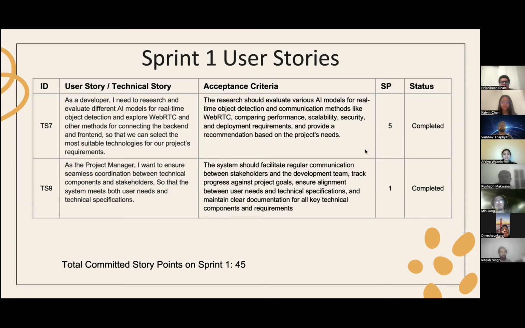Well, as the professor said, from the feedback, we improved the user stories too. So as the project manager, I want to ensure seamless coordination between technical components and stakeholders so that the system meets both users' needs and technical specifications. We completed that. The acceptance criteria: facilitate regular communication between the stakeholders and the development team, track their progress, etc. And we have all key technical components and requirements also. Can you move on to the next slide?